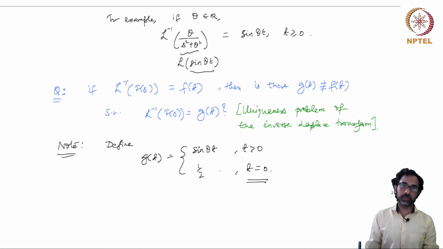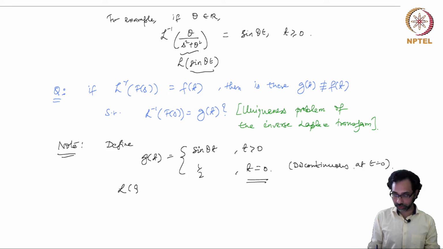This makes it a piecewise continuous function because it has a discontinuity at t equal to 0. So this is discontinuous at t equal to 0. But when you take the Laplace transform, the integral is not affected by the particular value of the function at an isolated finite point. So the Laplace transform of g(t) is the same as the Laplace transform of sine of theta t.